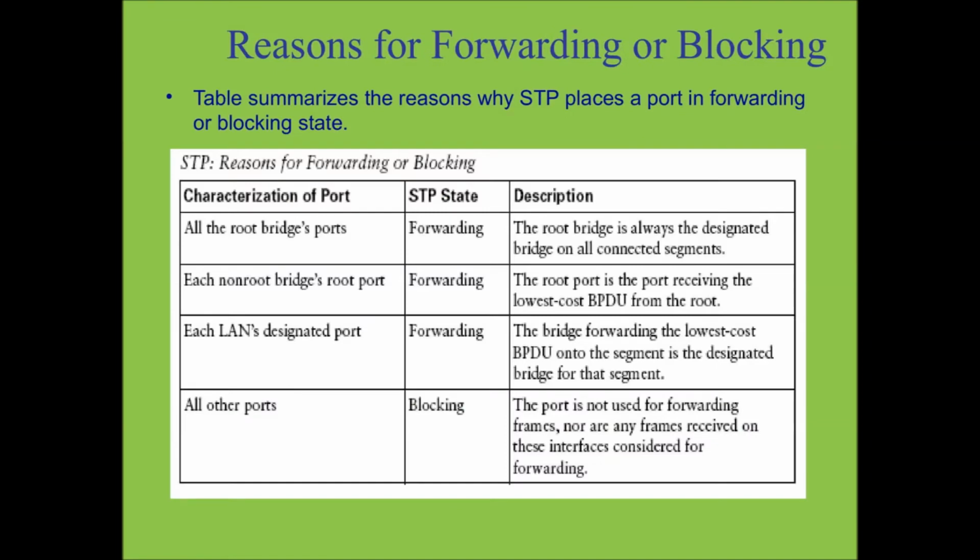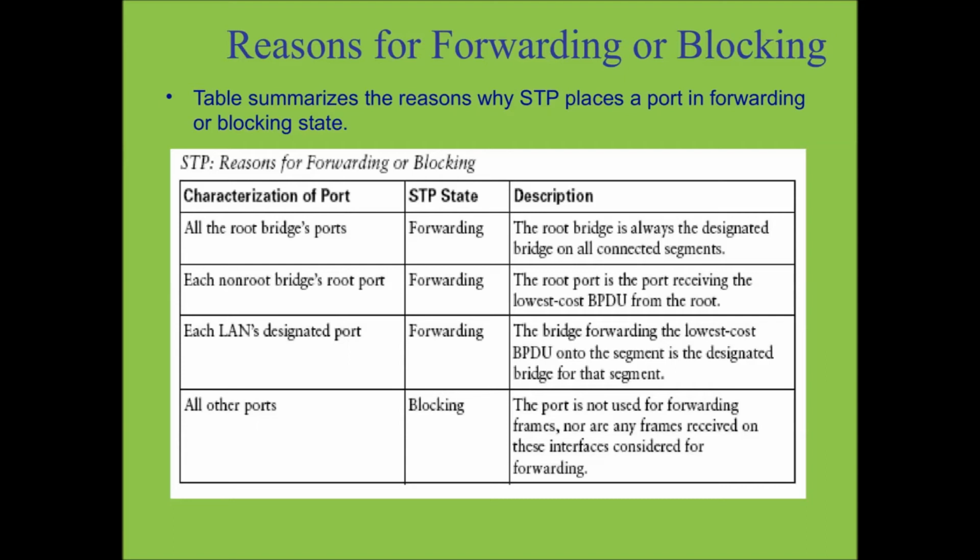Reasons for forwarding or blocking. This table summarizes the reasons why STP places a port in forwarding or blocking state. On the left side you can see the characterization of the port, then the STP state, then the description. First of all, the characterization of the port: all the root bridge's ports are in forwarding state. Why? Because the root bridge is always the designated bridge on all connected segments. Because the root bridge is the main bridge, all the ports will be in forwarding state.